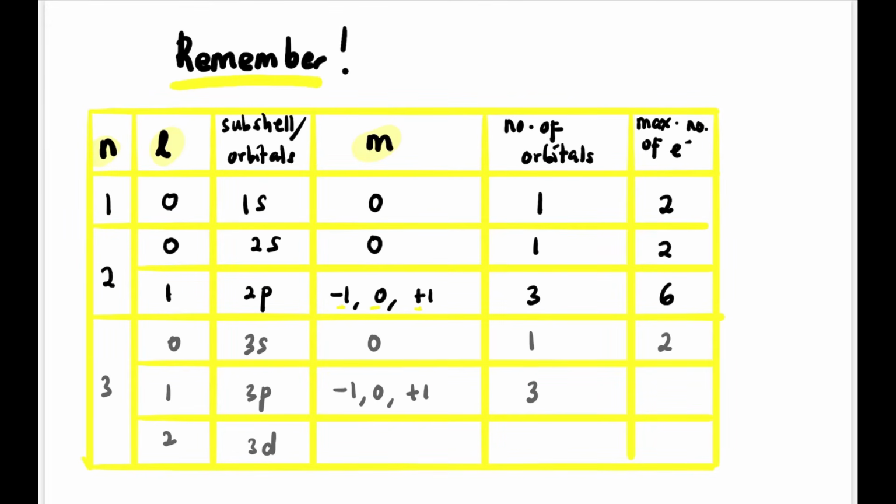Same goes to 3s, 3p and 3d. So paling banyak 3d lah. Sebab 3d ada 5 orientation, 5 jenis view. Jadi maksimum elektron 10.